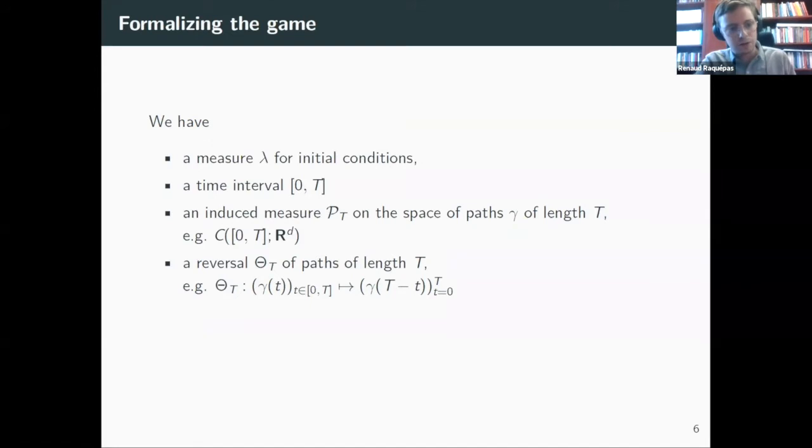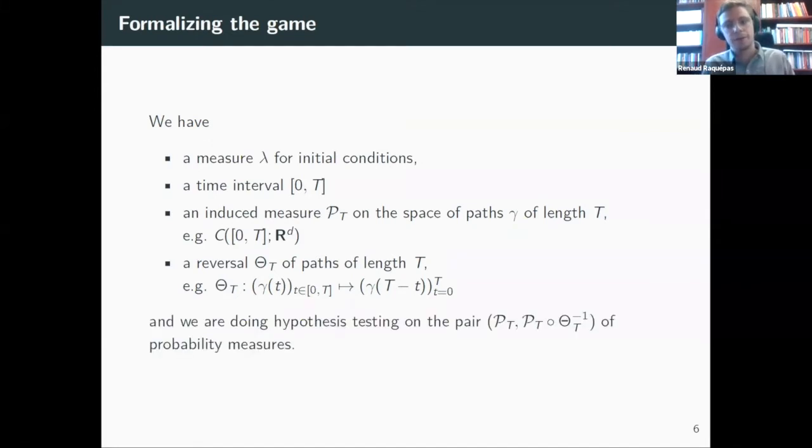And now in the language of statistics, this game that we're playing is called hypothesis testing. I give you what's called a sample. So I give you a curve and I ask, was this sampled from the distribution P, or was it sampled from P composed with theta inverse, which I will just call P reversed for short? So there's a sample gamma. I ask, is gamma coming from P? Is it an original movie? Or is it coming from P composed with theta inverse? Is it a reversed movie?